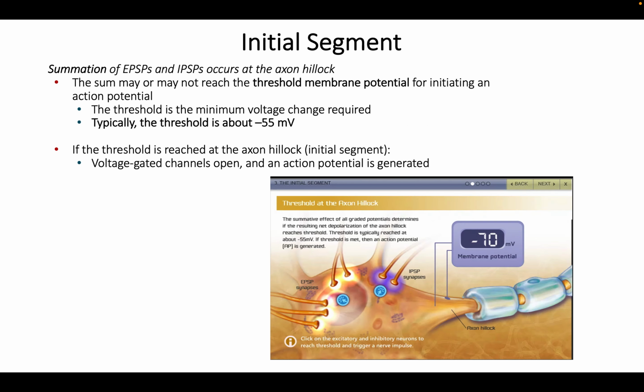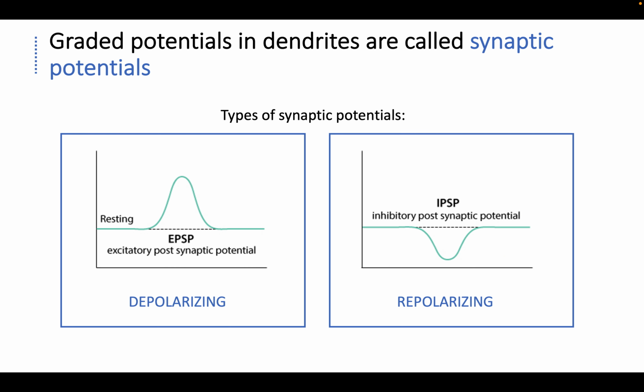All right. So there are two types of summations that we'll look at. Both of these summations, at this initial segment or at this hillock, are trying to get us to our threshold potential, which we said is somewhere around -55. At this axon hillock, at this initial segment, there's a high concentration of sodium channels. Sodium channels will open, allow a rush of sodium into the cell, make it more positive, and this is the first phase of our action potential known as depolarization. So here you can see again, depolarizing, we're moving up, becoming more positive. IPSPs, we're moving down.